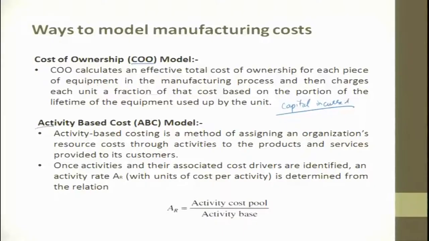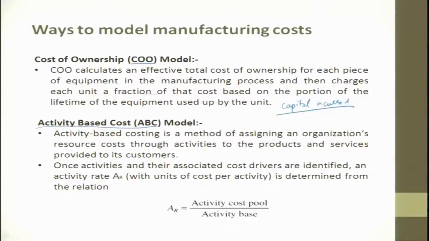The other one is called the activity based cost model, the ABC model. The activity based cost model is a method of assigning an organizational resource cost through activities to the products and services provided to the customers.